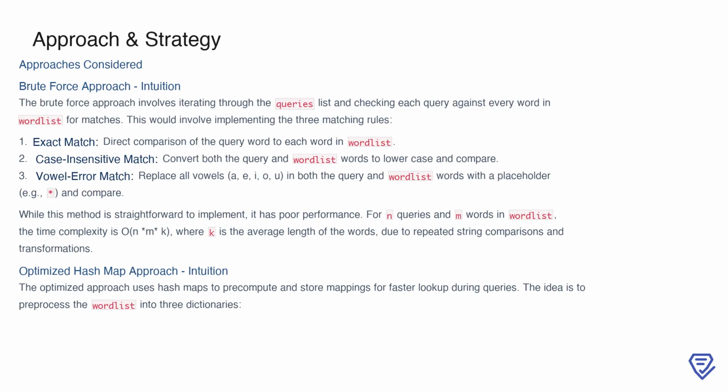While this method is straightforward and easy to implement, its performance is poor due to the repeated string comparisons and transformations. With n queries and m words in the word list, the time complexity becomes O(n * m * k), where k represents the average length of the words. This makes it inefficient for larger inputs, prompting us to explore a more optimized solution.